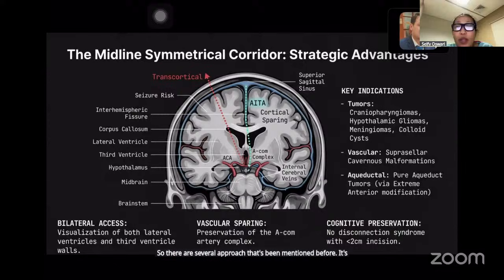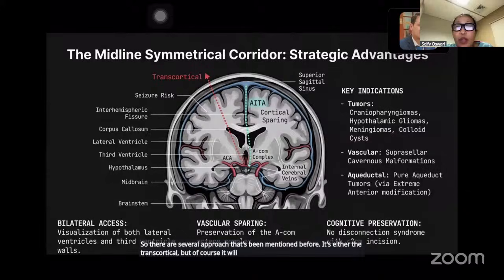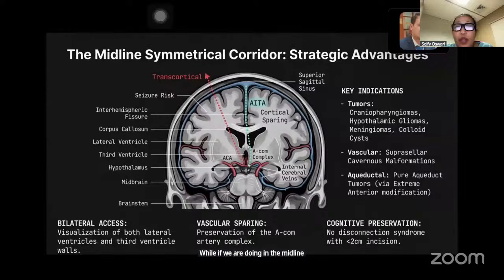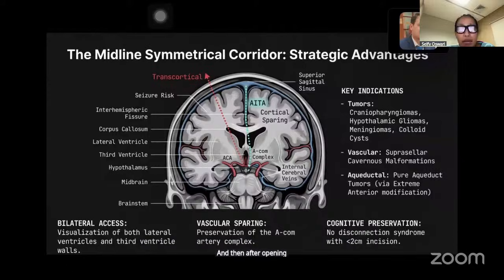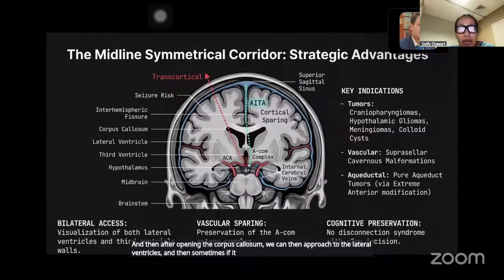It's either transcortical, but of course that will increase the seizure risk. While if we work in the midline and split the interhemispheric fissure, then we can spare the cortex and have less risk of seizure, going directly to the corpus callosum. After opening the corpus callosum, we can approach the lateral ventricles. Sometimes, if the foramen of Monro is already enlarged, we can go directly to the third ventricle, or we can choose either the transforniceal or the transchoroidal.